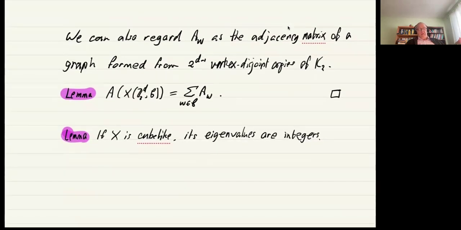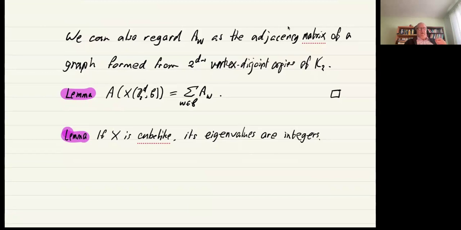As a matrix, if you arrange things in the right order, you can assume that A_W has a block structure 0, 1, 1, 0 and copies of that all the way down. But in general, it's a symmetric matrix, and its trace is 0 because it doesn't fix any vertex. So it's a symmetric 0-1 matrix with trace 0. So it's the adjacency matrix of a graph. Now, it's not the world's most interesting graph. It just consists of 2 to the d minus 1 copies of K2. So it's a perfect matching, or a 1-factor.